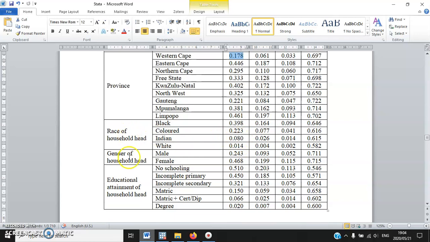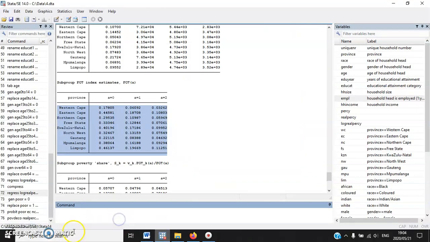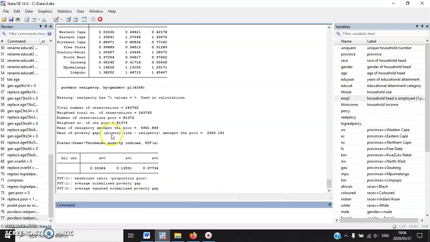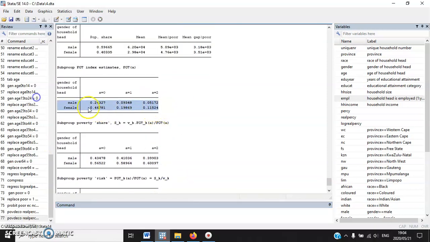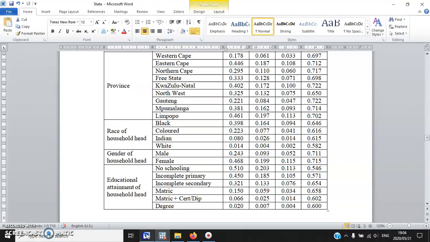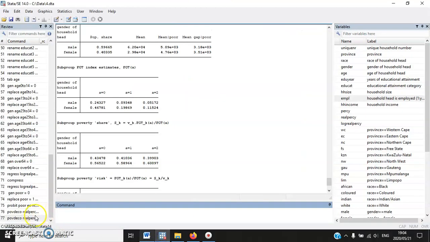Then we can do it by race, gender, and education. So just click on the same command, but I make a small change here, this time by gender. It is still the same poverty line. Okay. So poverty likelihood is lower for male-headed households. Then we can do it by race.